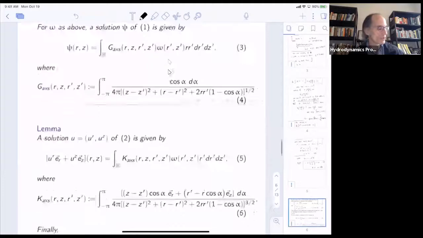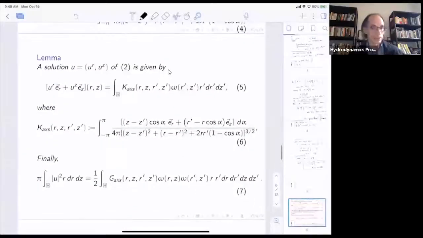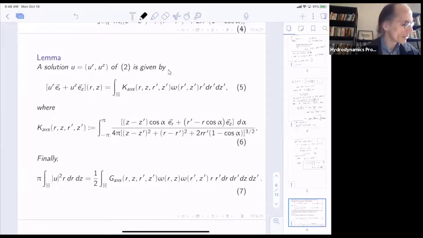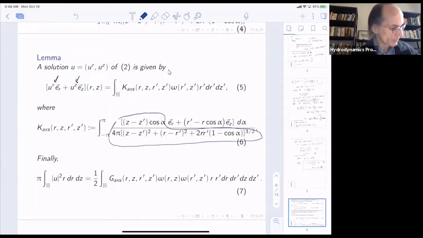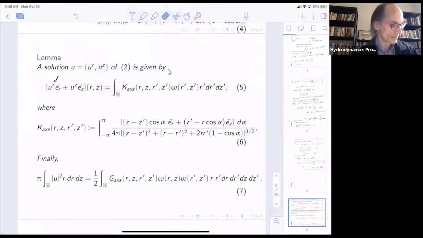Okay, and then we also have a formula for the velocity. This is really the Biot-Savart law, so to speak, and I've written it this way. I'm writing u as, here's the r component, and here's the z component. If I look at this expression, the r component is the coefficient of e sub r, and the z component is the coefficient of e sub z, similarly. So it's just a condensed way of writing that allows it to fit on a single line.